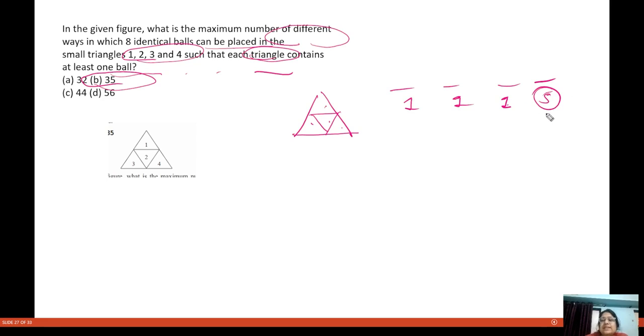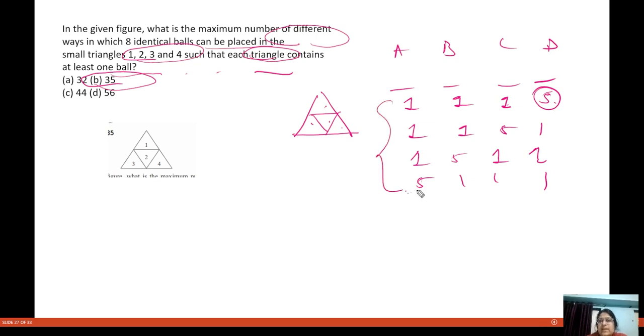Now, this can be done in how many ways? Either you are putting one and one ball here. These are all different places, so the arrangement will matter for where we put the balls. So let's say I am putting 1 1 5 1, or I am putting 1 5 1 1, or I am putting 5 1 1 1. This will matter, so this can be done in 4 ways.